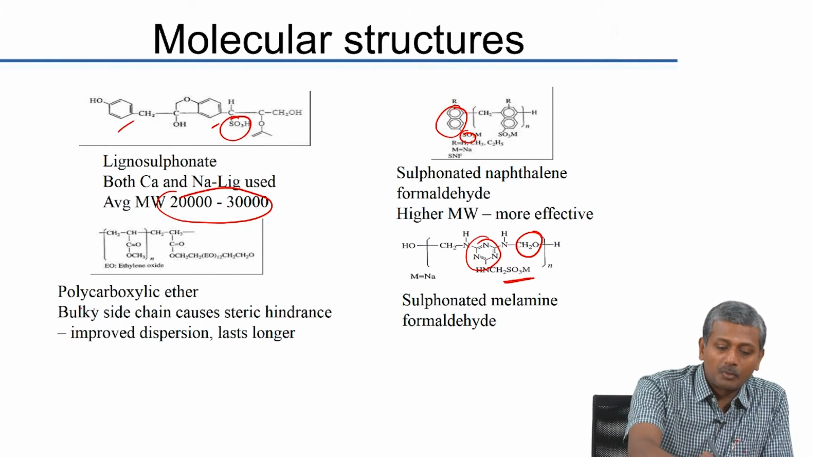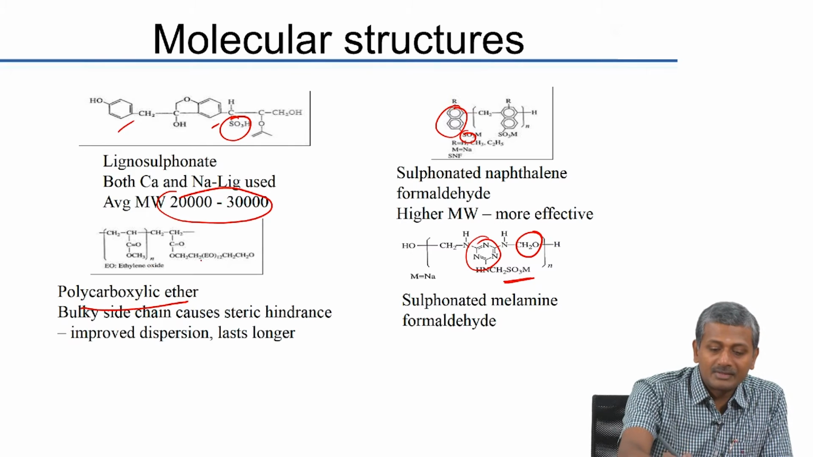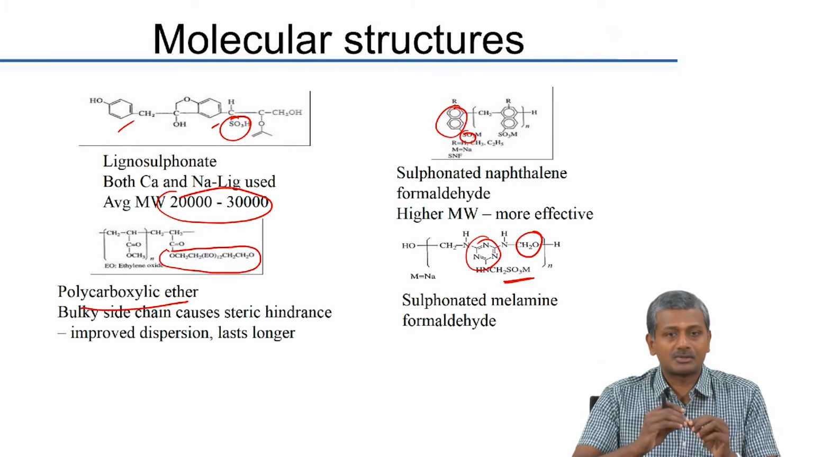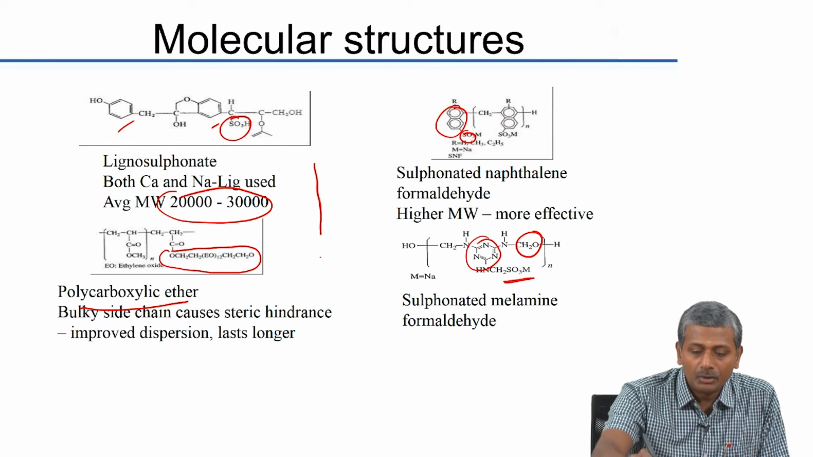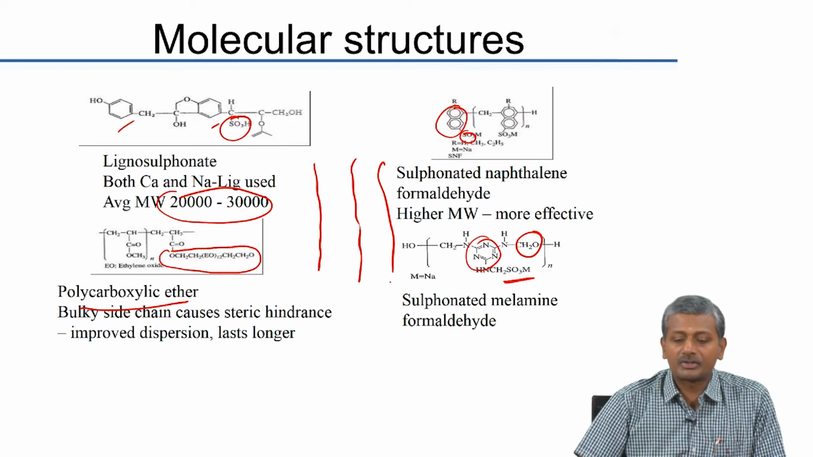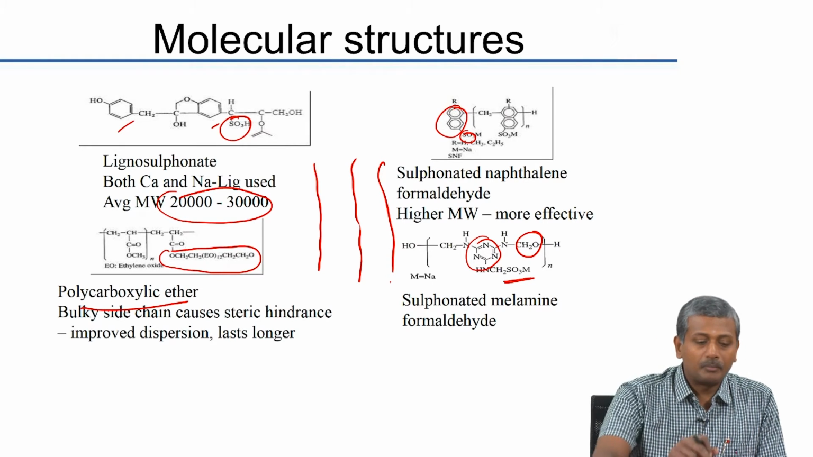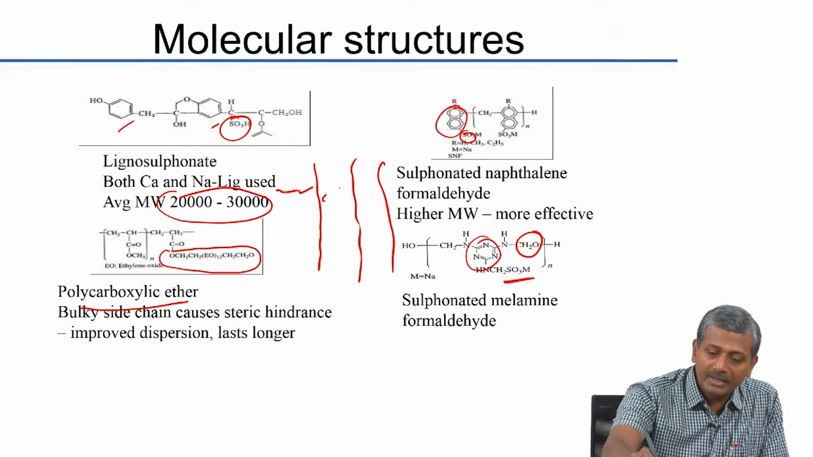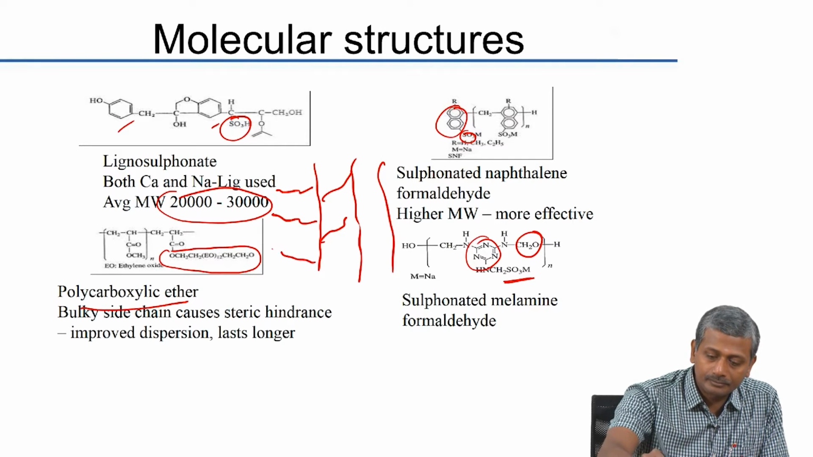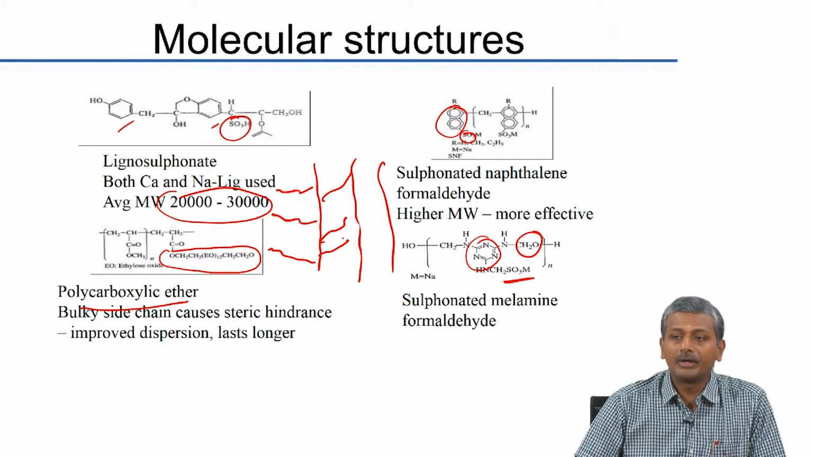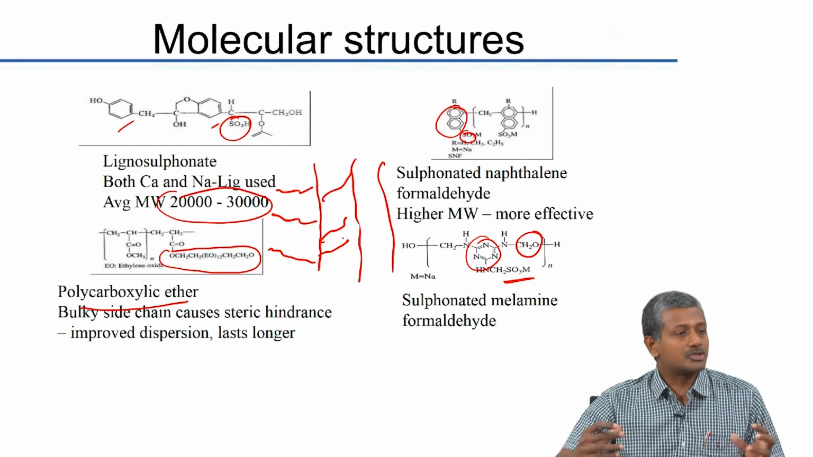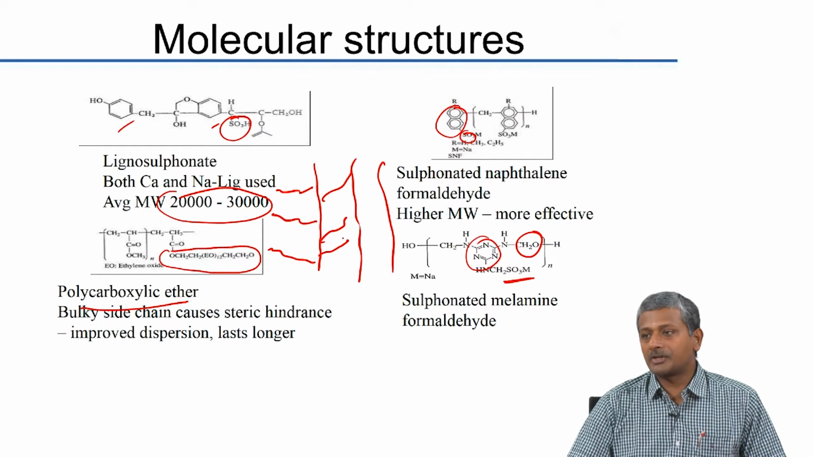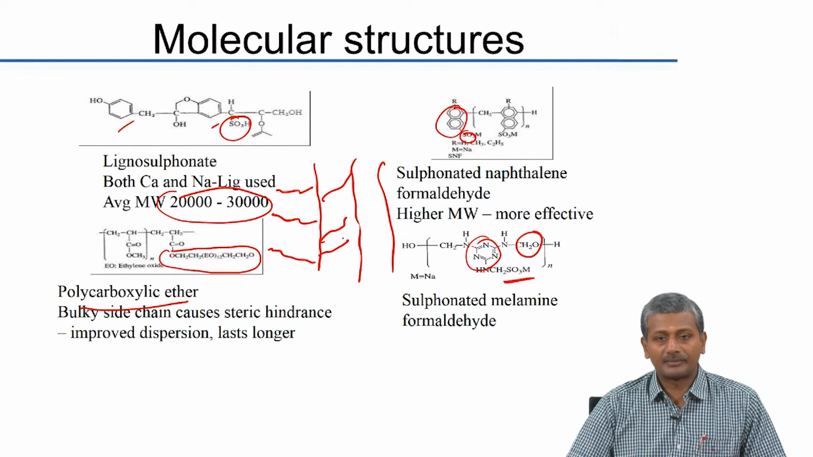Now, the interesting part about this polycarboxylic ether is that you have this side chain that is extremely bulky. That means you have a main chain which is long. In all the other polymers you have a long chain structure, but in the polycarboxylic ether and the third generation admixtures you have very bulky side chains coming out from the long chain polymers, and this bulky side chain is what gives the new generation admixtures a slightly different mechanism of action. I will show you what that is.